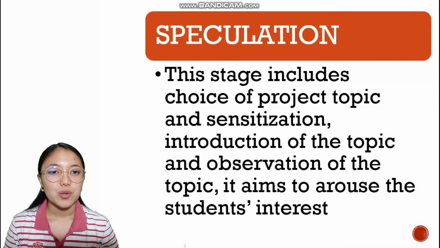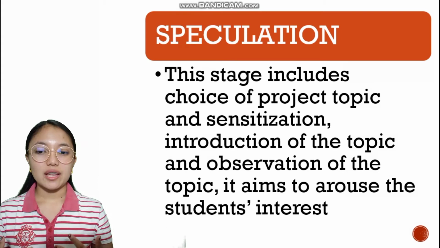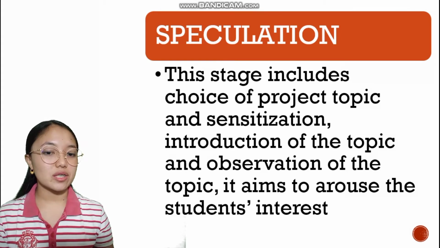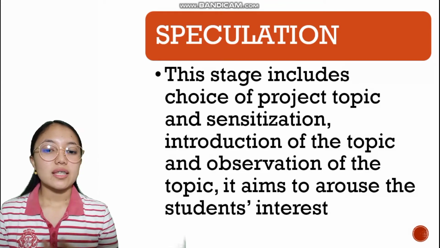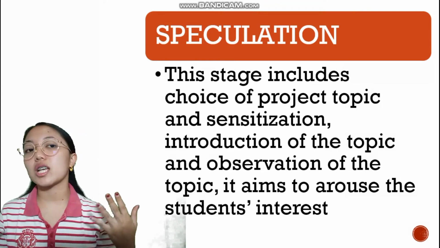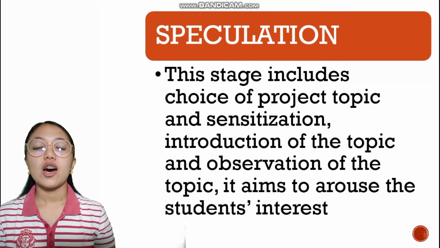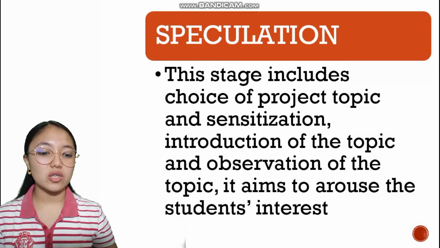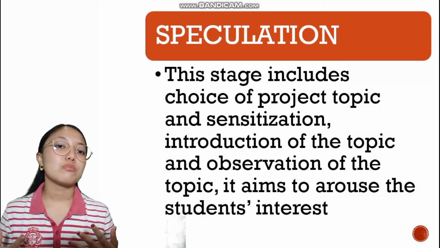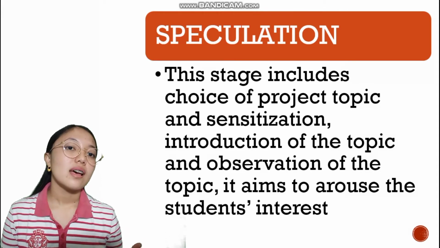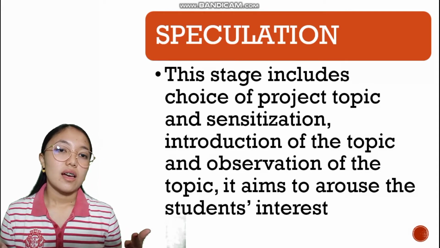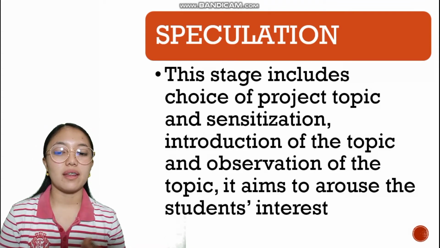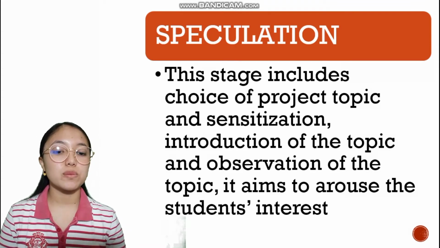The first one is speculation. Speculation includes choice of project topic and sensitization, introduction of the topic, and observing the topic. It aims to arouse the students' interest. It means that in this stage, the topic is introduced to the students by the teacher and they will observe the topic.